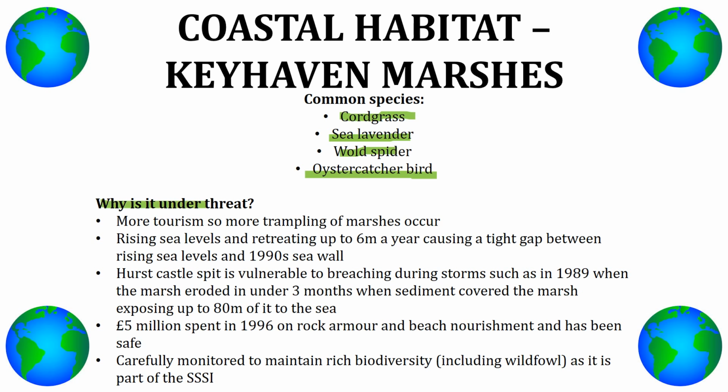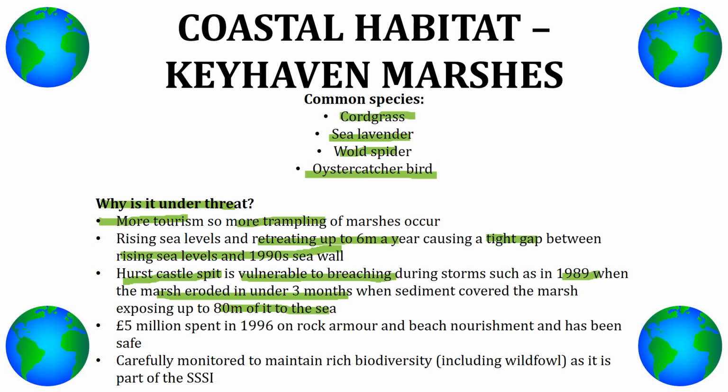Why is it under threat? Well, more tourism means there's more trampling of the marshes. It retreats up to 6 meters a year, which causes a tight gap between rising sea levels and the seawall that was built in the 1990s. Also, Hurst Castle Spit, very nearby to the marshes, is particularly vulnerable to breaching, especially during storms such as in 1989, when the marsh was eroded in under 3 months, when sediment covered the marsh, exposing 80 meters of it to the sea.